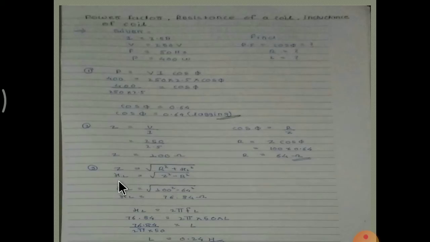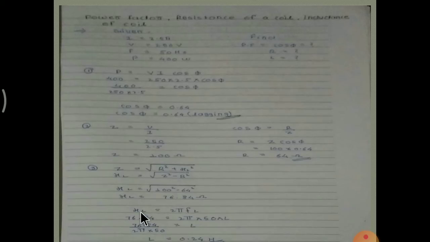Then XL can also be written as XL equal to under root Z square minus R square. What is the value of Z? 100 square. Then the value of R square, 64 square. Then we get the value of XL as 76.84 ohm.